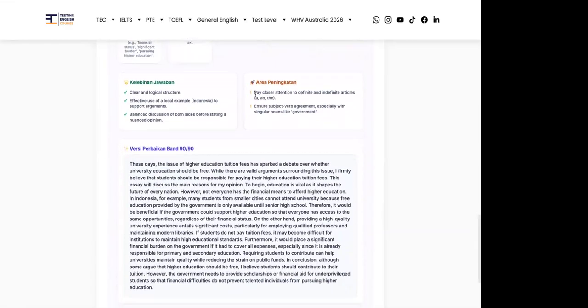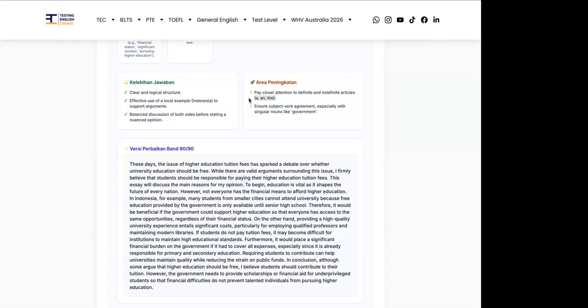area untuk peningkatannya. Nah, pertama itu ada pay closer attention to definite and indefinite articles, yang dimana ya articles pasti 'the' and 'a' atau no article. Kalau no article kan ada tuh seperti life, for example. Life kan umum. Jadi kita nggak bilang the life is better. No, we say life is better. Tanpa pakai 'a' dan 'the'. Ada yang no article. Ada yang harus ada 'a' dan 'the'. Kalau tidak, malah salah gitu.